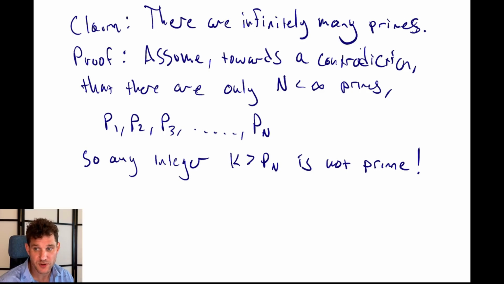So to use proof by contradiction, we're going to assume towards a contradiction that actually there are only N primes, capital N many primes, and we can just list them out. We have P1 is the first prime, that would probably be 2, P2 would be 3, P3 would be 5, and so forth. And then there's just some largest prime, P sub N. And what does it mean to be the largest prime number? It means that any integer k which is bigger than PN is not going to be a prime number. That's what it means to be the largest prime. Anything larger is not going to be a prime number.